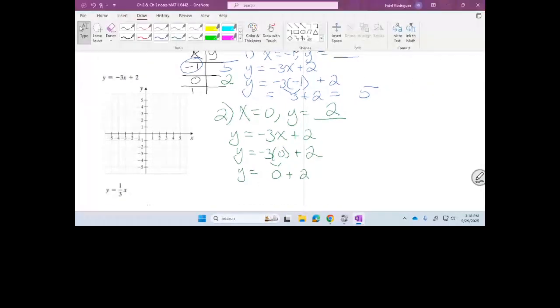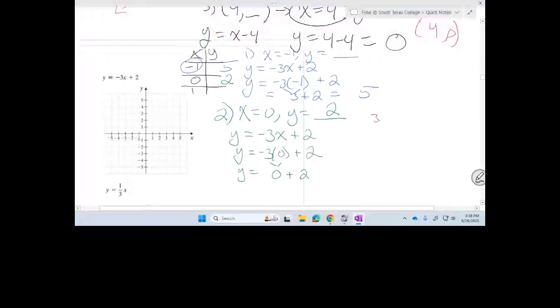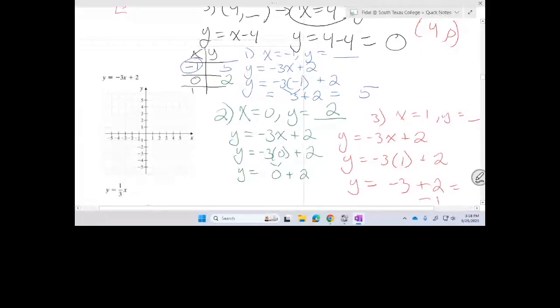Now, I'm going to come back one more time. I'm going to do this a third time, y'all. Let's see. The other number we picked was x equals 1. Okay. So I'm going to write y equals negative 3x plus 2. And we're going to go negative 3 times 1 plus 2. Okay. Let's see. Negative 3 times 1 is a negative 3. And negative 3 plus 2, y'all, that's a negative 1.